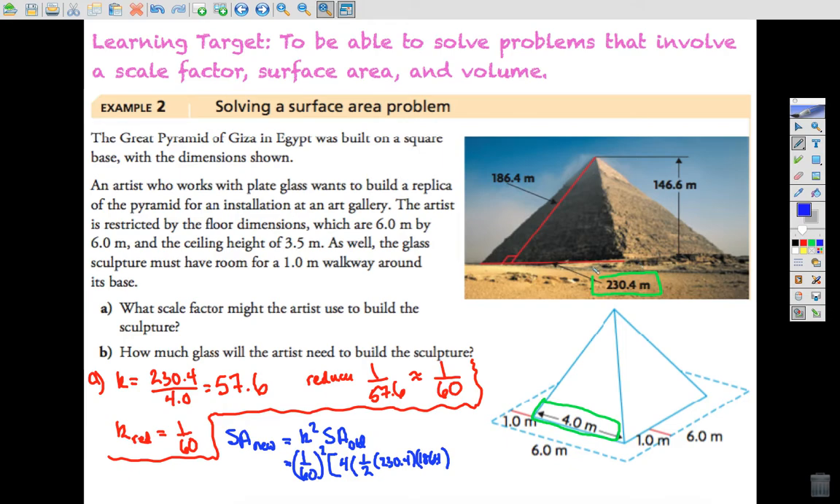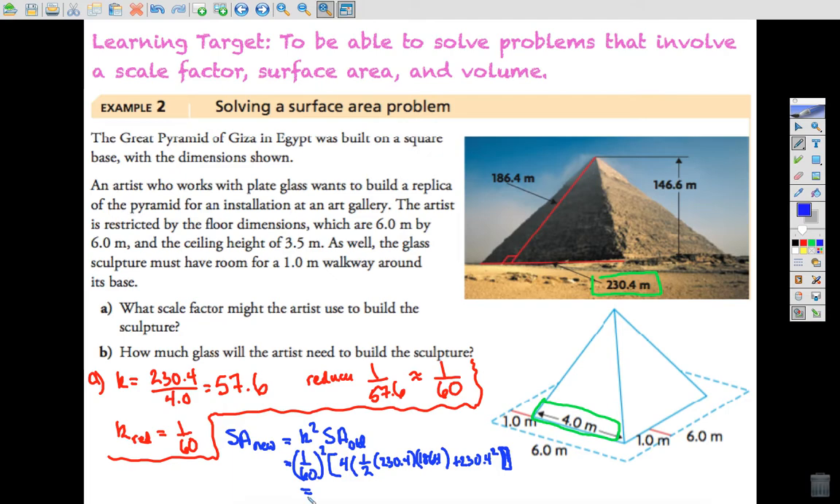I now also have the base. We're saying it's square based, and that would be 230.4 squared, so plus 230.4 all squared. I think that's actually a round bracket followed by a square bracket. And so this big ugly formula is going to do all the work for us.